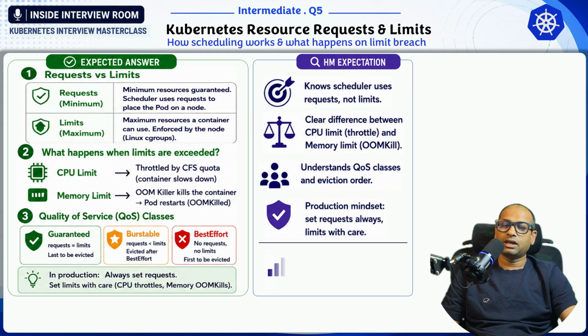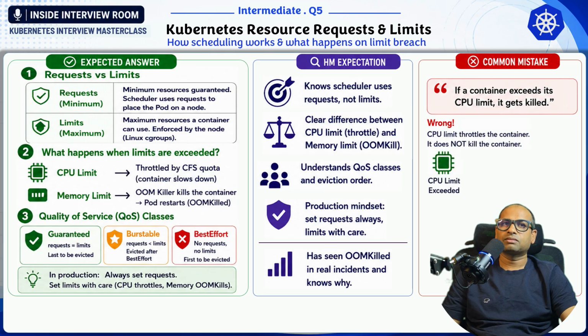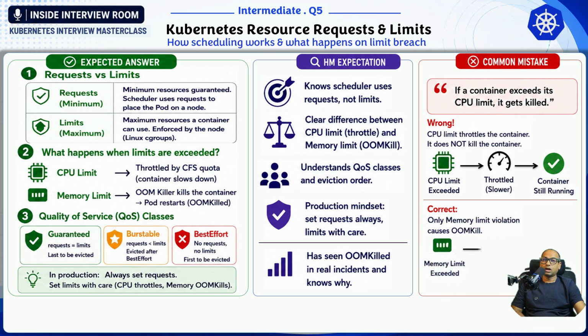Has seen OOMKilled in real incidents and knows why. What are the common mistakes? If a container exceeds its CPU limits, it's killed. It gets killed. CPU limit wrong.